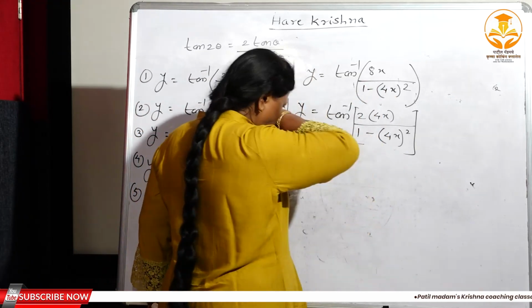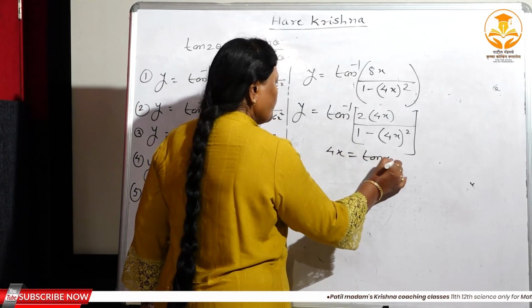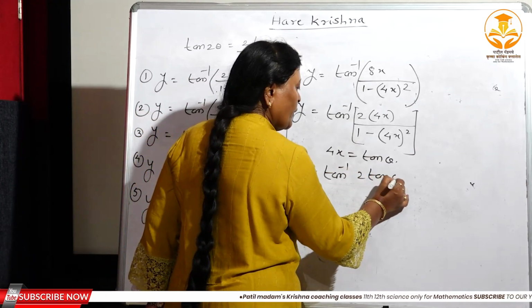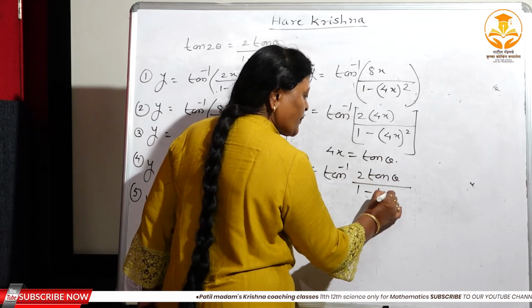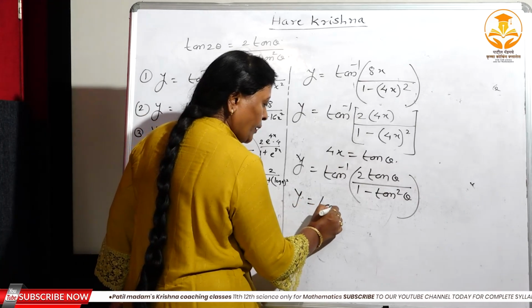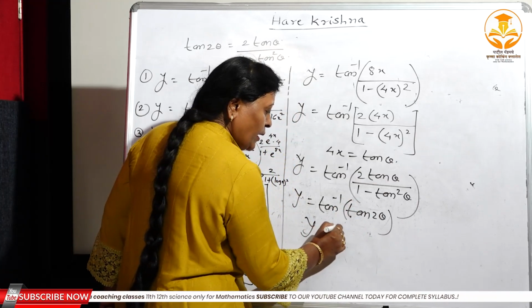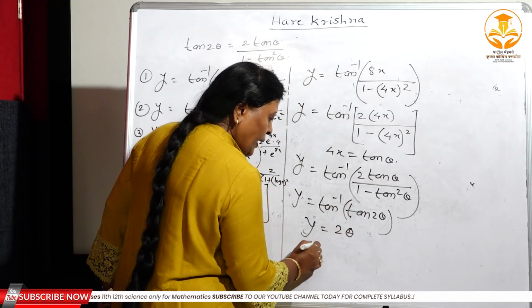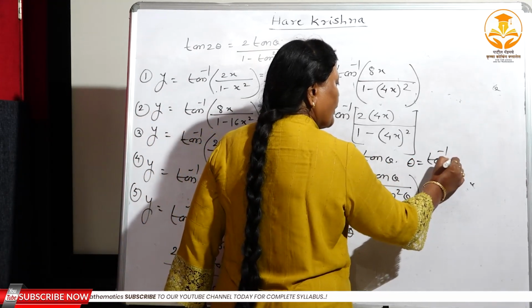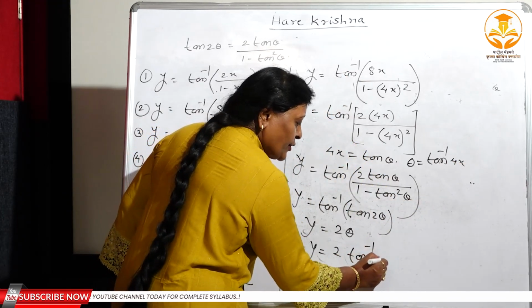Right? Therefore, here you can substitute 4x is equal to tan theta, y is equal to tan inverse of 2 tan theta divided by 1 minus tan square theta. Again, this is the formula of tan 2 theta, right? Tan inverse and tan get cancelled. What remains? 2 theta, isn't it? Therefore, 2 theta. What is theta here? The theta is nothing but tan inverse of 4x, right? Therefore, in place of theta, you can substitute tan inverse of 4x.